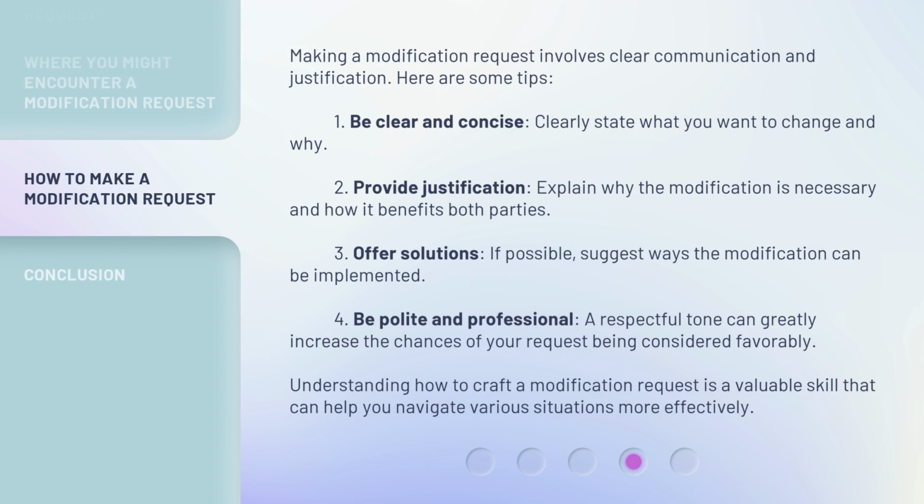Making a modification request involves clear communication and justification. Here are some tips. 1. Be clear and concise. Clearly state what you want to change and why. 2. Provide justification. Explain why the modification is necessary and how it benefits both parties. 3. Offer solutions. If possible, suggest ways the modification can be implemented.